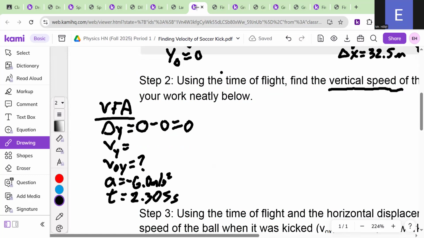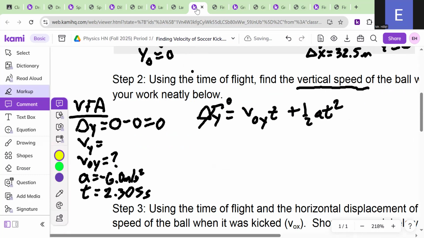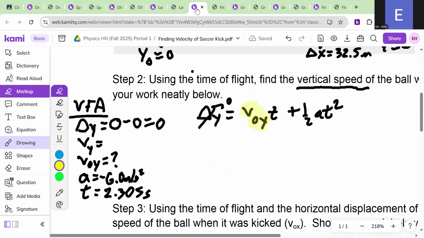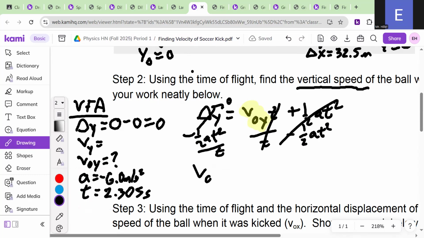Now we're looking for that. What I can use, guys, is this equation, displacement as a function of time, but watch how. I'm going to set that equal to 0 and just solve this equation for v naught y. To do that, I'm going to subtract 1/2 at squared, and then divide by t. And so v naught y is actually going to be negative 1/2 at squared divided by t.